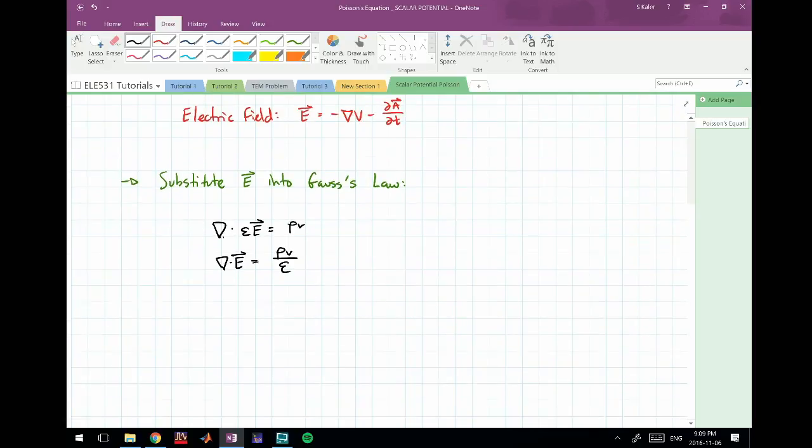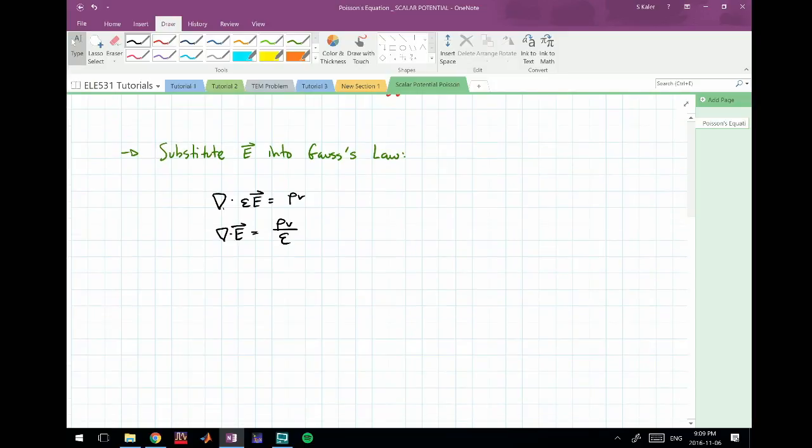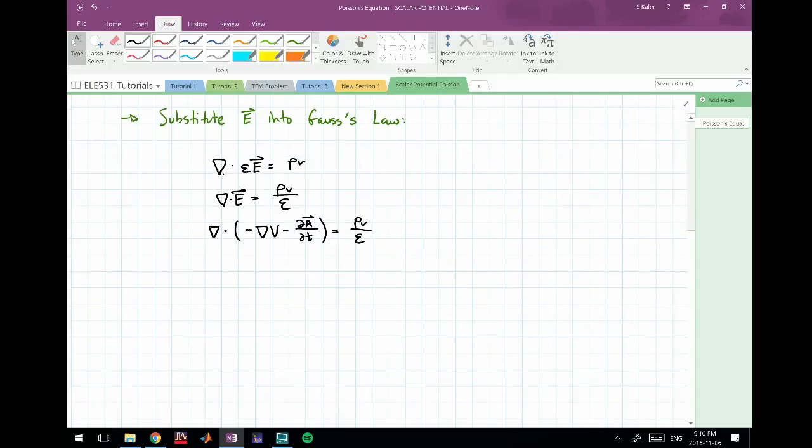Now also what I need to do is substitute E into this equation. So I get the divergence of minus the gradient of V minus the partial derivative of A with respect to T, substituted there. And this is just rho V over epsilon. Now what happens when I expand this gradient and divergence into the bracket is I get del squared V minus the partial derivative with respect to time of the divergence of A.